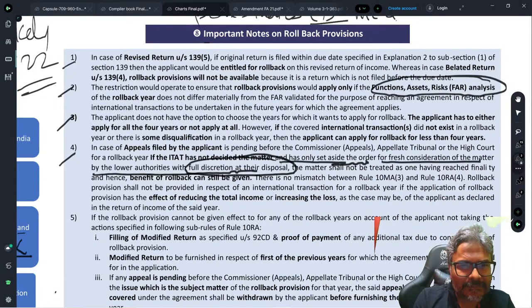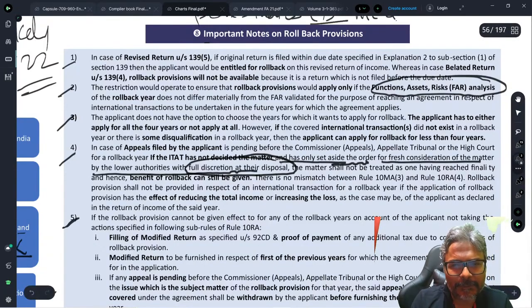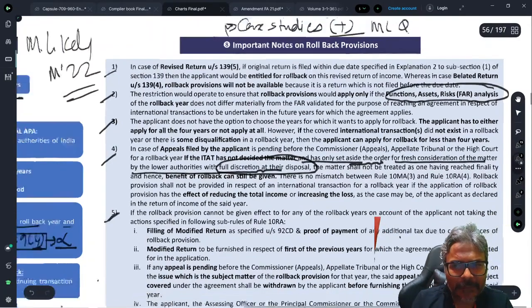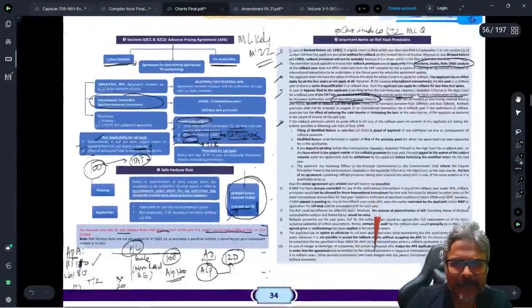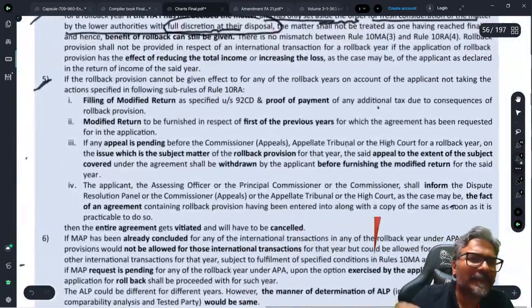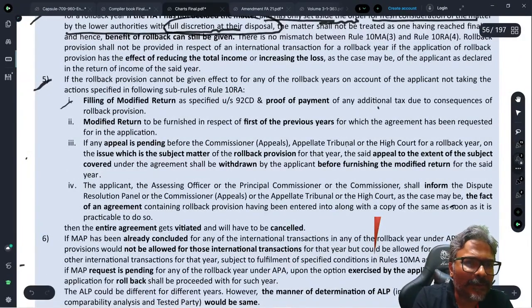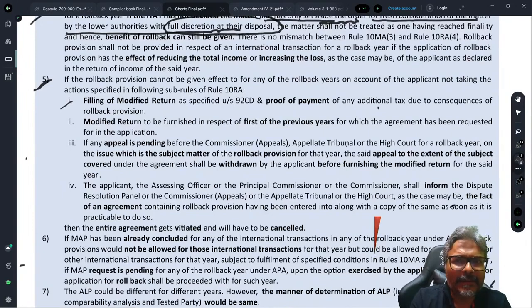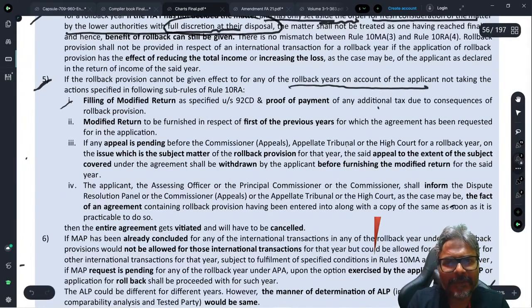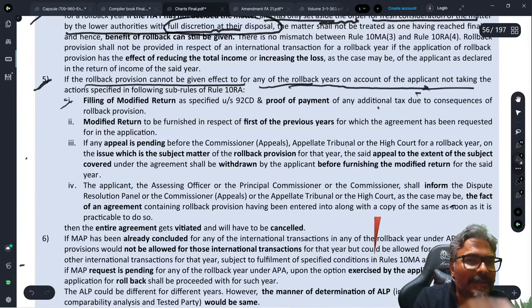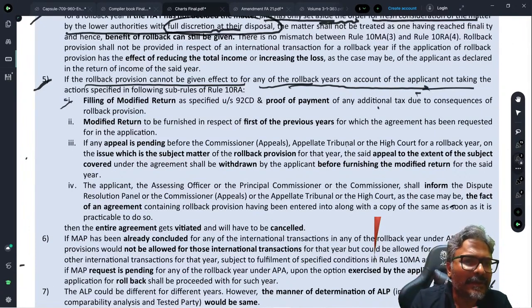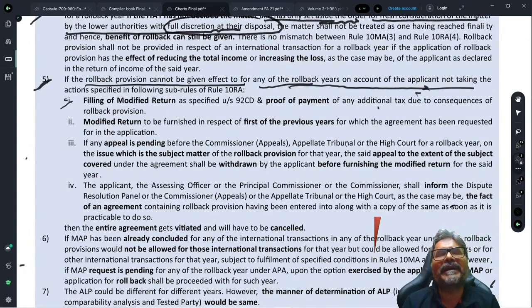Okay. After that, students, these are a few important points that you should always keep in mind. And what are the points, students? Some important points: the SSE should have filed a modified return. There are some procedures. The rollback provision cannot be given effect to if the applicant has not taken the following actions. Which are the following actions, students? The most important are two things. One is the filing of the modified return within time.